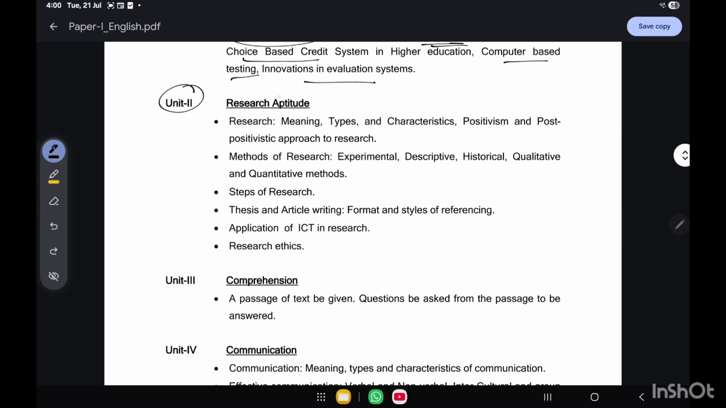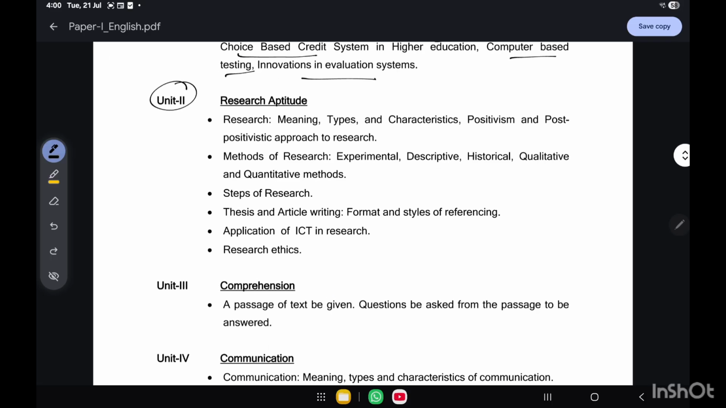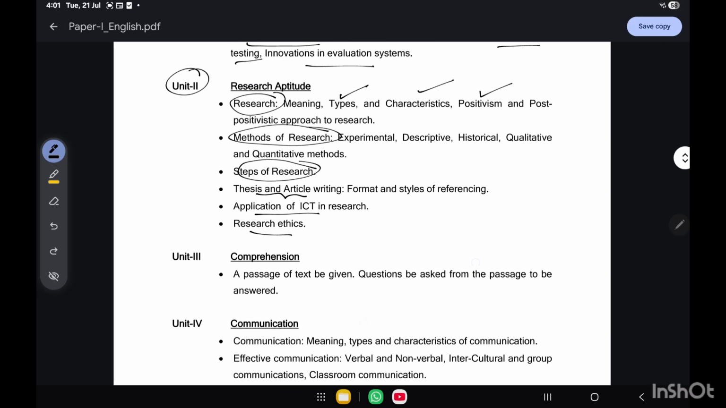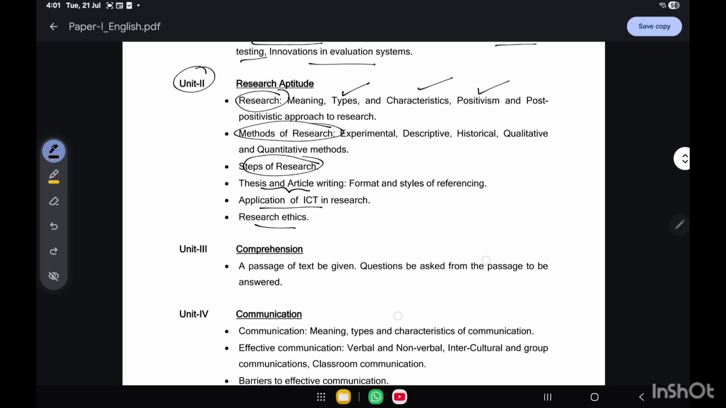In unit 2 you have research aptitude. When it comes to research, what are the types, the characteristics, positives and negatives, the methods of research, the steps of research, thesis versus article writing, the applications of ICT, and what research ethics means. These things you will learn in unit 2.